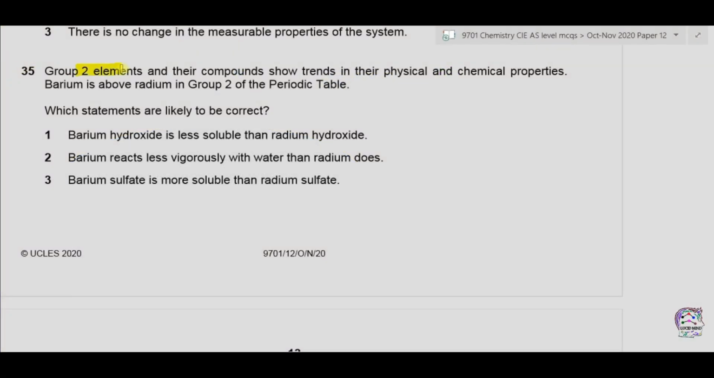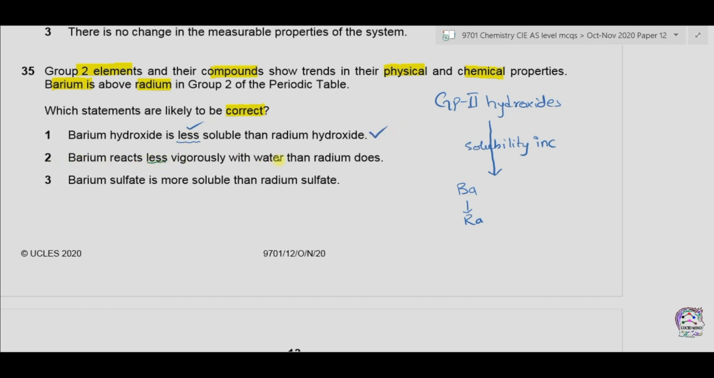Question 35. Group 2 elements and their compounds show trends in their physical and chemical properties. Barium is above radium in group 2 of the periodic table. Which statements are likely to be correct? Option 1. Barium hydroxide is less soluble than radium hydroxide. Now for group 2 hydroxides, the solubility increases down the group. As barium is above radium, the solubility of barium hydroxide would be less than radium hydroxide. Option 1 is correct.